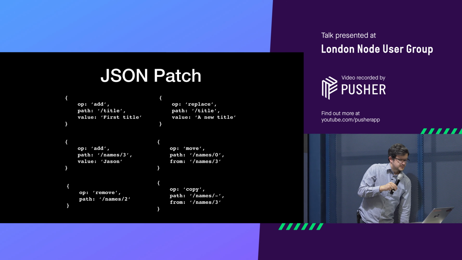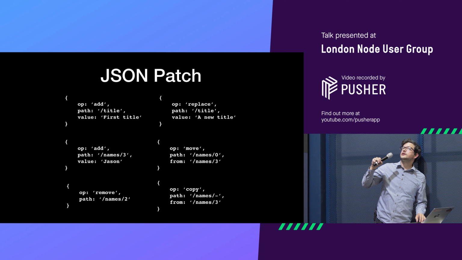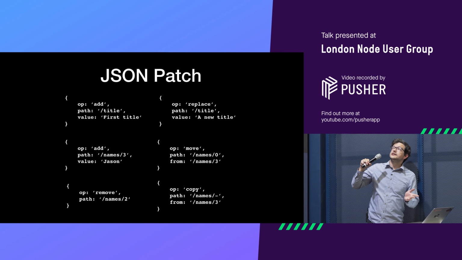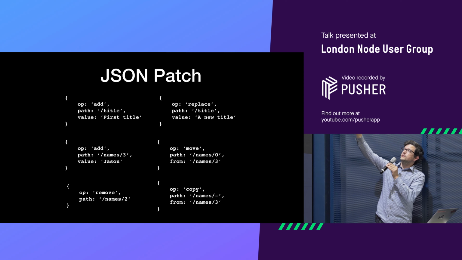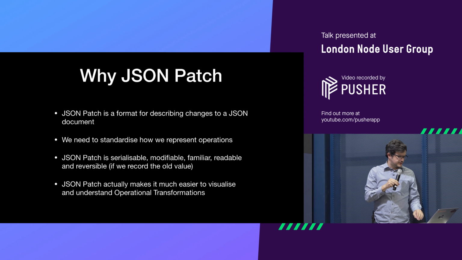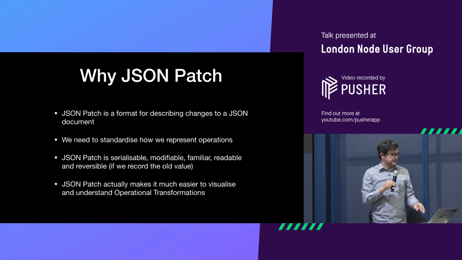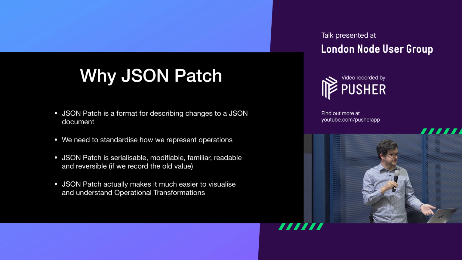Finally, on to JSON patch. Where does that come in? Well, JSON patch is a format for describing changes in JSON documents. So it kind of seems perfect. It's essentially the operations in operational transformations. And funnily enough, that's actually what they call them. So you can see that OP, add and OP copy, move, replace, that stands for operation. So JSON patch is standardized. It's a standardized way of representing changes.